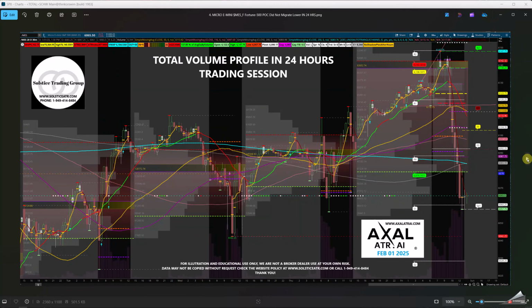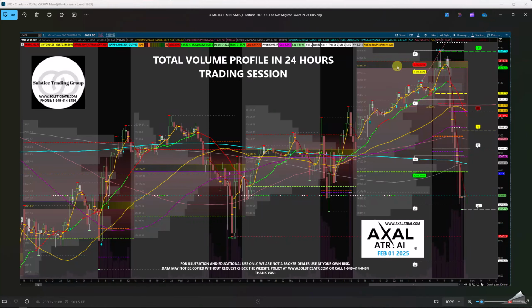And what I did here, because everybody was talking on Twitter, Instagram, other channels, saying that the volume profile or the point of control had migrated lower. And I looked at it and I go, my data is not wrong. We collect data from CQG, we collect data from Schwab, we collect data from TradingView, we collect data from the exchange from Pershing. We're going like, hey, something is wrong here.